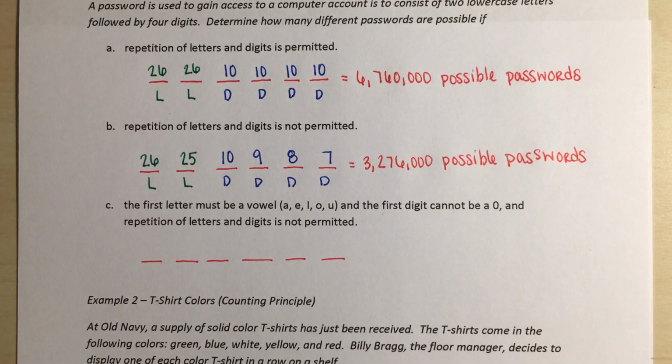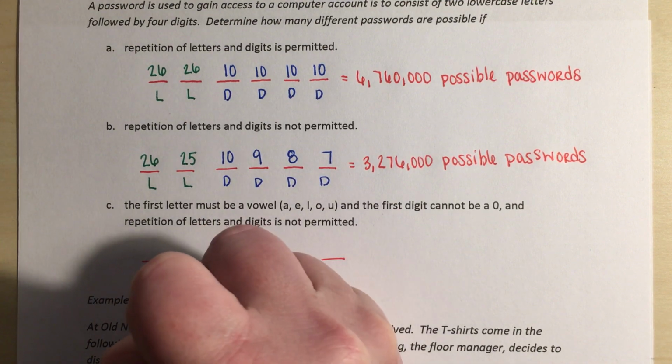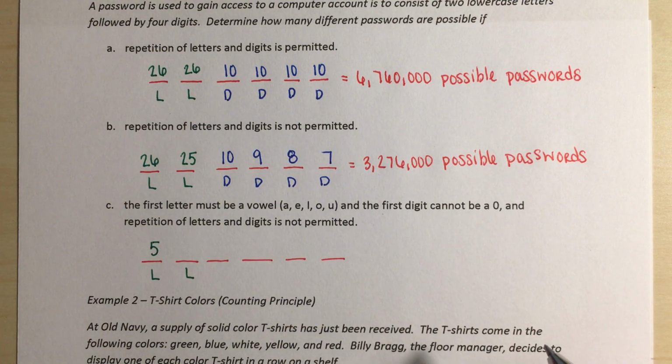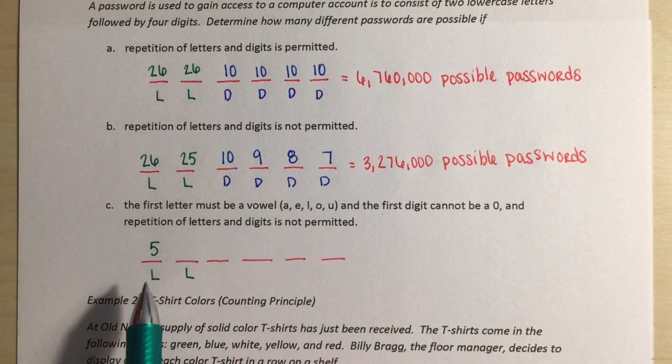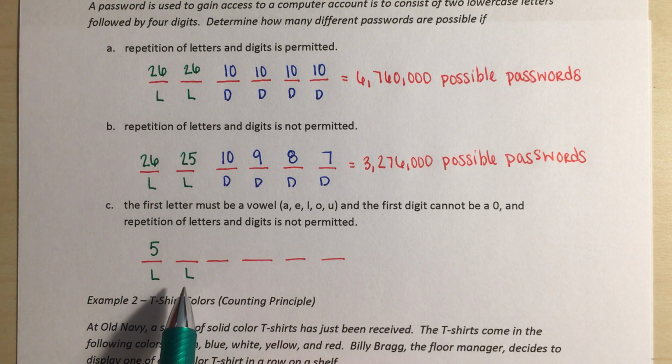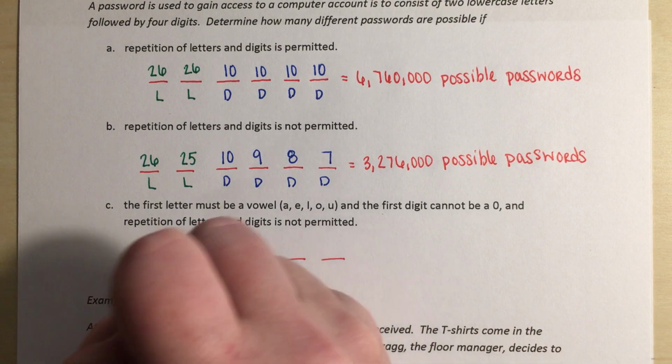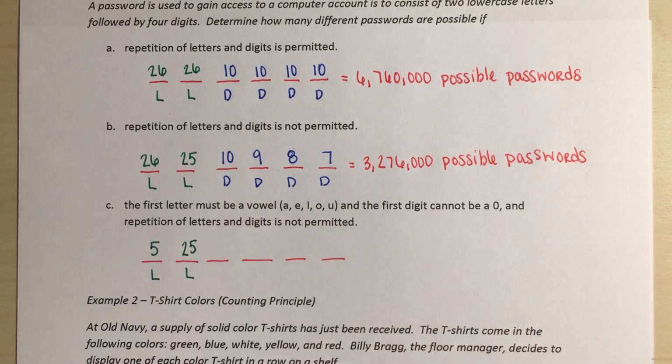All right, then for C, the first letter must be a vowel, and the first digit cannot be a 0, and repetition of letters and digits is not permitted. So if our first letter must be a vowel, we have 5 vowels to choose from: A, E, I, O, U. Repetition is not permitted, so whatever we use the first time we can't use for this next one, but we're not limited to vowels here, so we're not going to go down to 4. Instead, we're going to think about what we did in the last example, how we went from 26 to 25. The only difference is here, we went from 5 for the first one, we used one of those, and now we have 25 other letters left, either vowels or consonants.